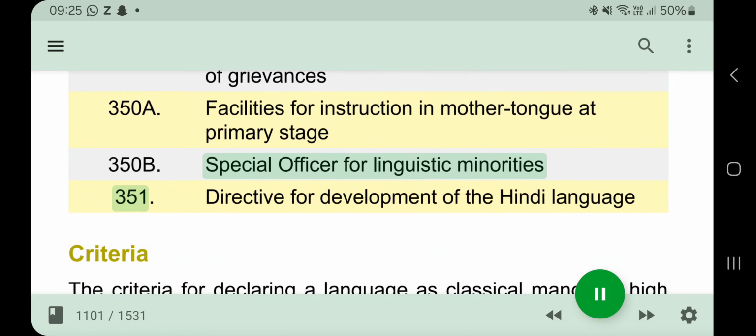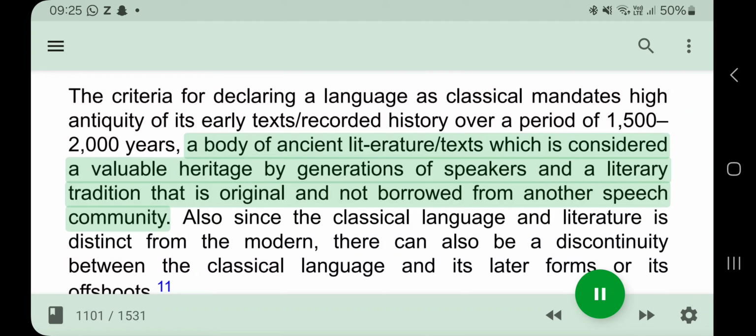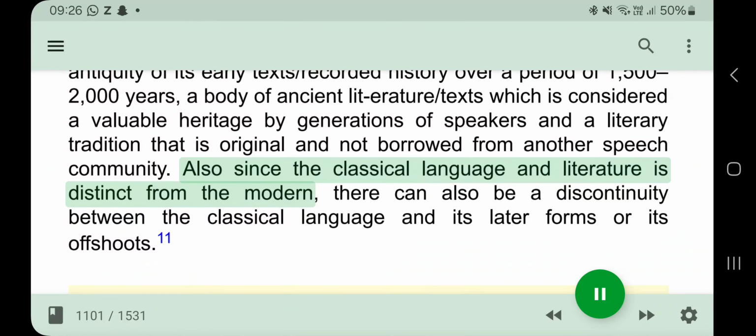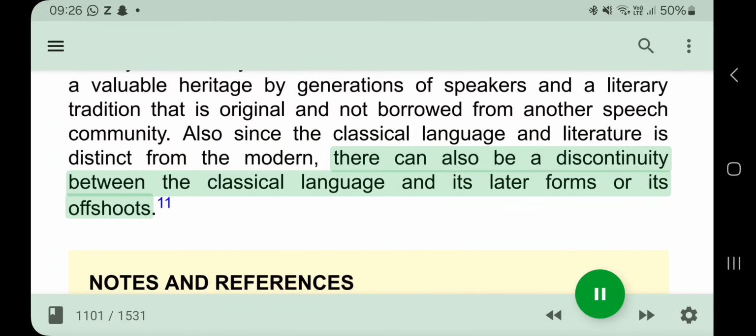Criteria. The criteria for declaring a language as classical mandates high antiquity of its early texts, recorded history over a period of 1500 to 2000 years, a body of ancient literature and texts which is considered a valuable heritage by generations of speakers, and a literary tradition that is original and not borrowed from another speech community. Also, since the classical language and literature is distinct from the modern, there can also be a discontinuity between the classical language and its later forms or its offshoots.